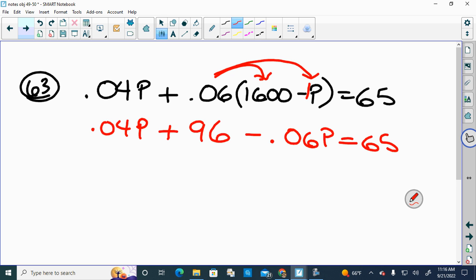Okay, and again, we're at the spot where we were in the last one. If there are any like terms on the same side together, combine them, which we have the p's that are together. Okay, a positive and a negative, so we're going to take the sign of the larger number. Which one is my larger number? Okay, so it's going to be a negative, right? It's going to be negative 0.02p plus 96 equals 65.